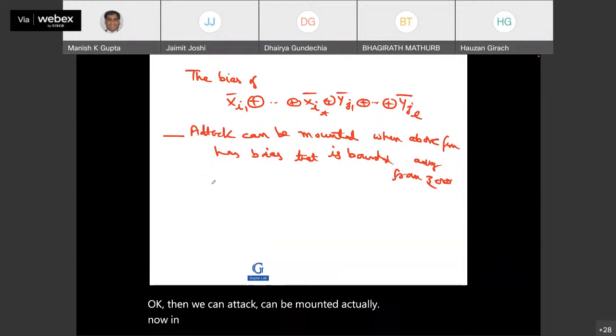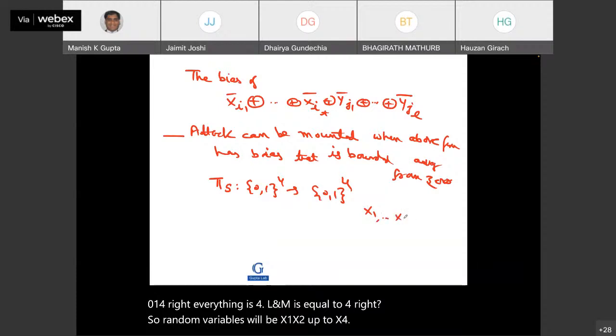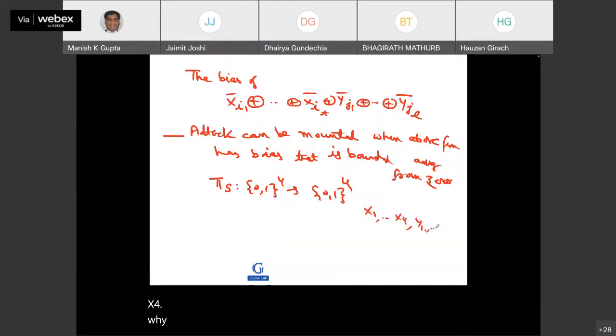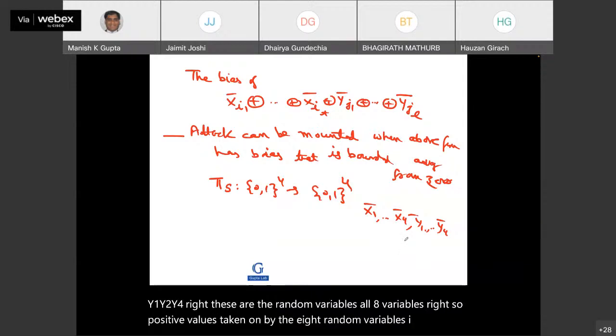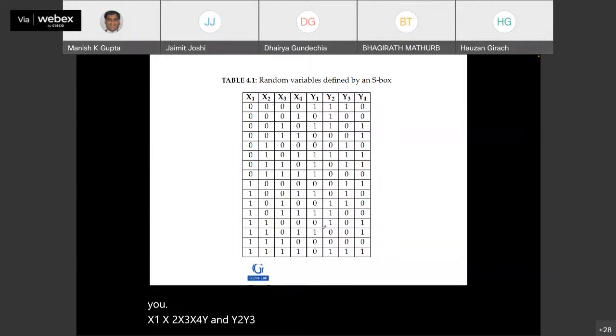Now in our previous example, we know that m = n = 4. So the random variables will be x1, x2, x3, x4, y1, y2, y3, y4. These are all 8 random variables defined by the S box, and all the possible values taken on by them I have written here.